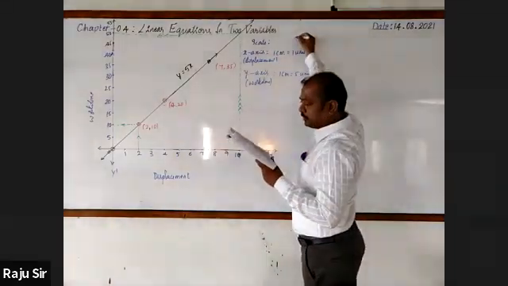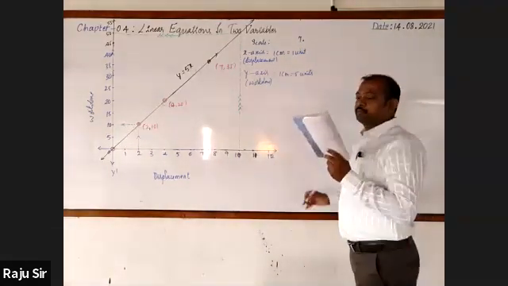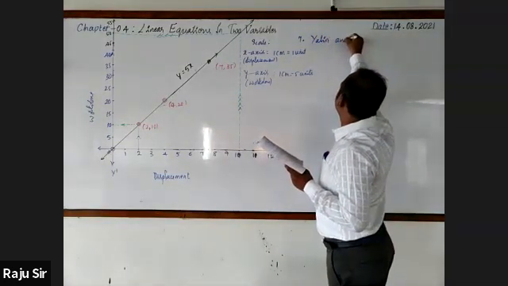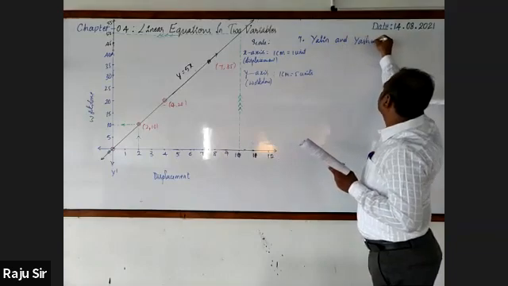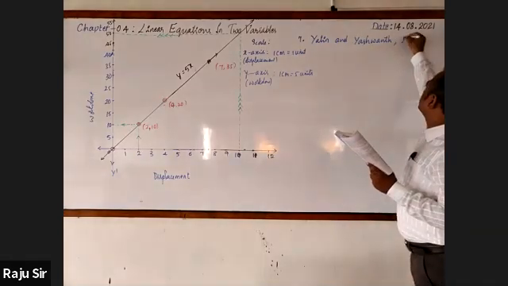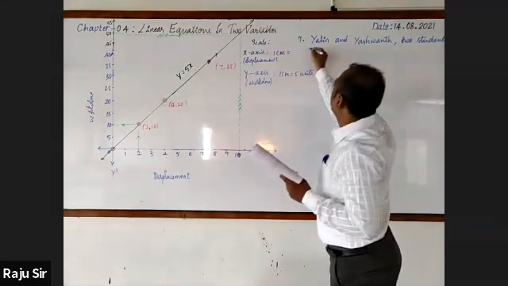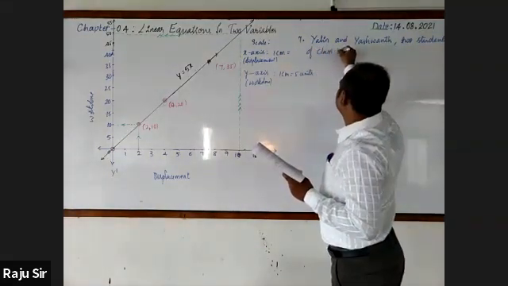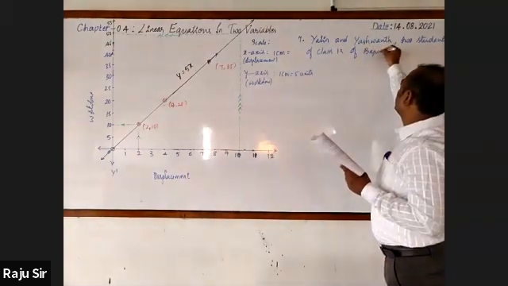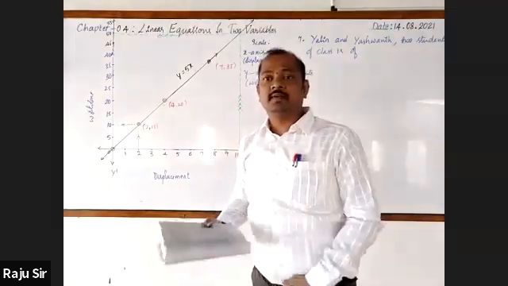Now we are moving to the 7th one. Yatin and Yashwant, two students of class 9 of a school, Bapuji, sorry, Yatin and Yashwant, Kendriya Vidyalaya.